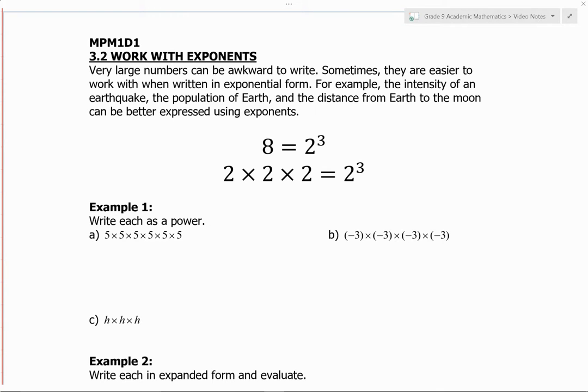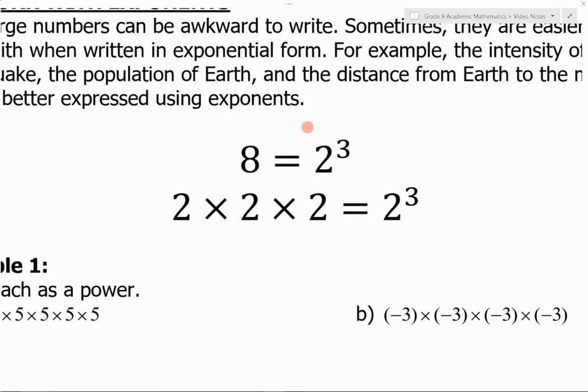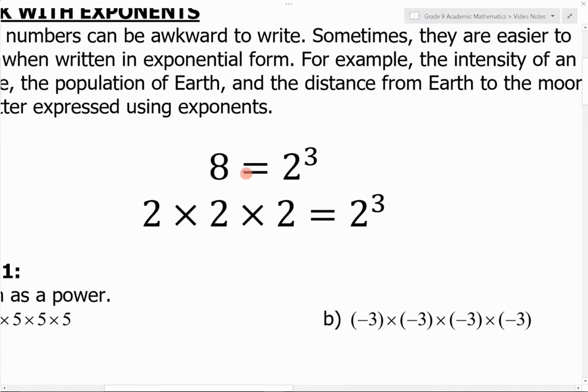So mathematicians and scientists like to take large numbers and write them in exponential form, which is a much shorter way of doing it. As a small example, we can start with the number 8, and I can show you that 8 can be written as 2 raised to the exponent 3.